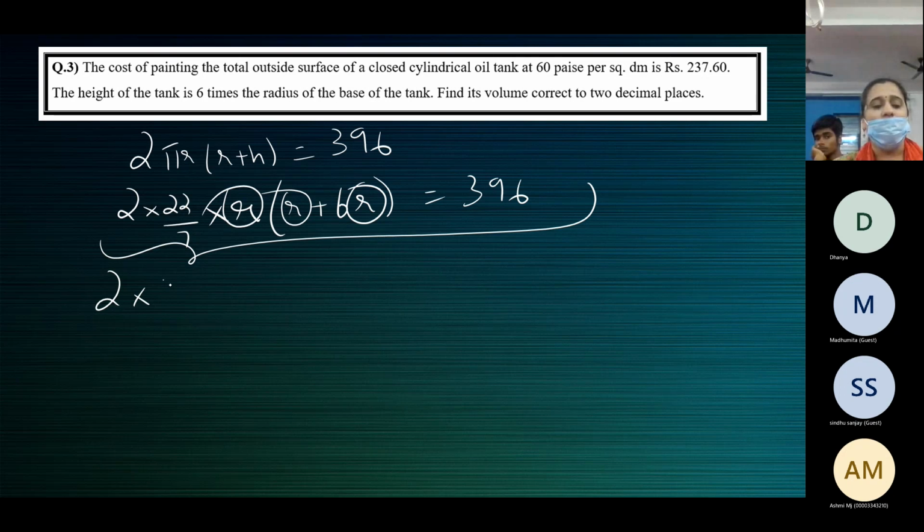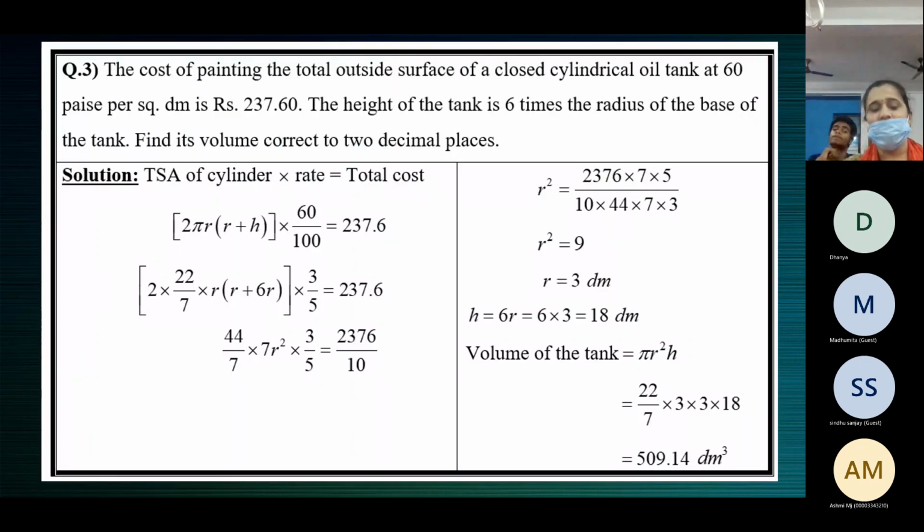So what will be 2 into 22 by 7 into r. r plus 6r is 7r. So into 7r is equal to 396. Then the 7 and 7 get cancelled. r square. So you know how to calculate. That's all it is. Start writing, children.